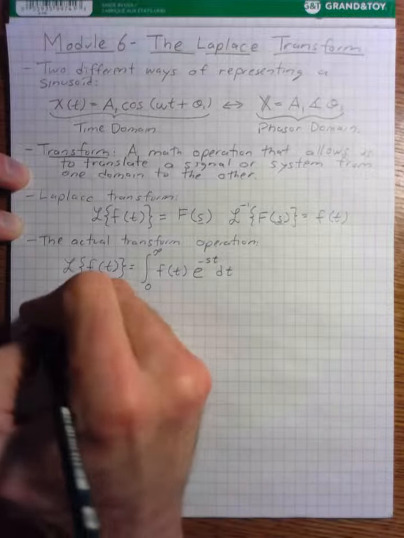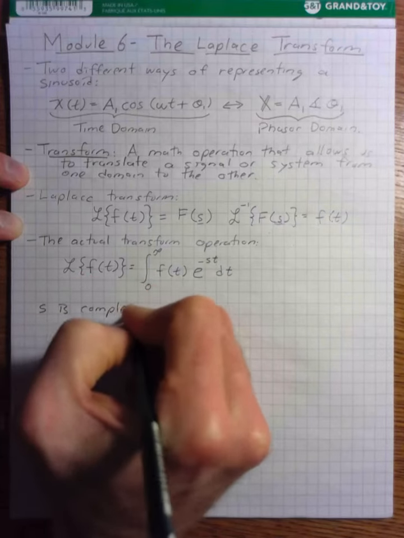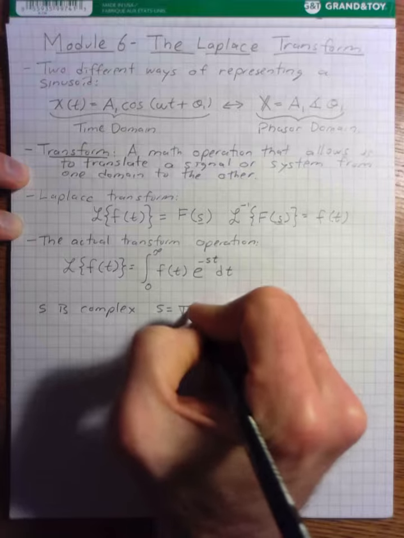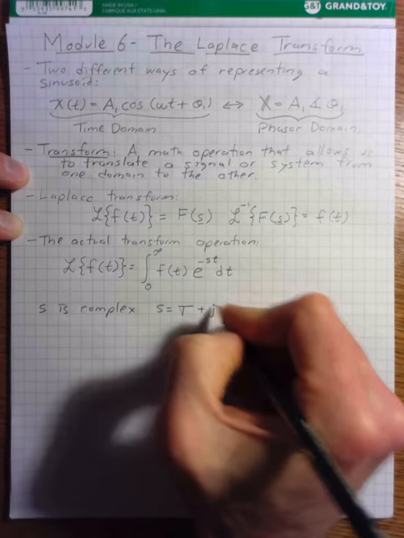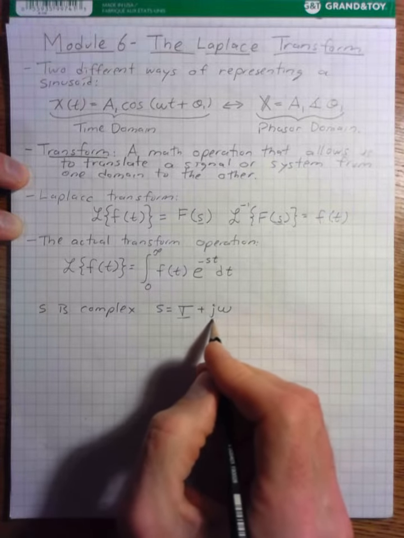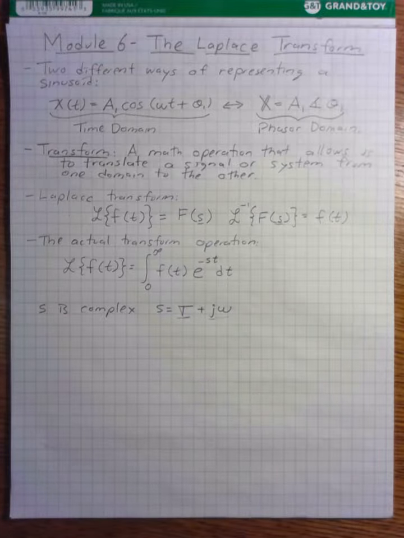And s is a complex number, and is equal to sigma plus j omega. So sigma is real, and j omega is imaginary.